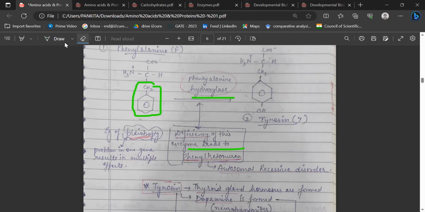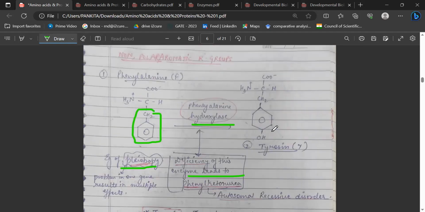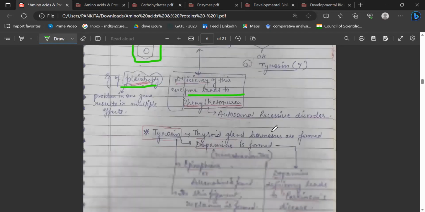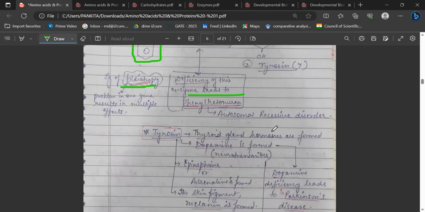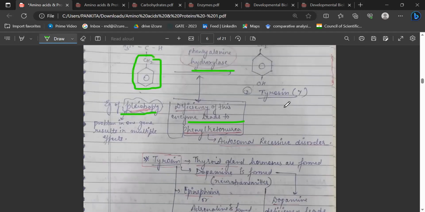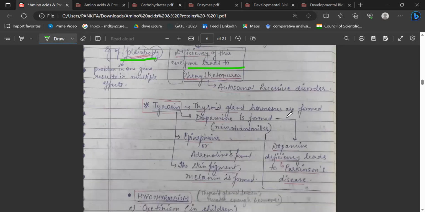Phenylketonuria is an autosomal recessive disorder. Also, this is an example of pleiotropy. Pleiotropy basically means that a problem in one gene will result in multiple effects. So, for example, if we have a deficiency of the enzyme phenylalanine hydroxylase, tyrosine will not be created. Phenylketonuria will happen, which is an autosomal recessive disorder. But in case tyrosine is not there, multiple other effects will be created because tyrosine is involved in the production of many things in the body.